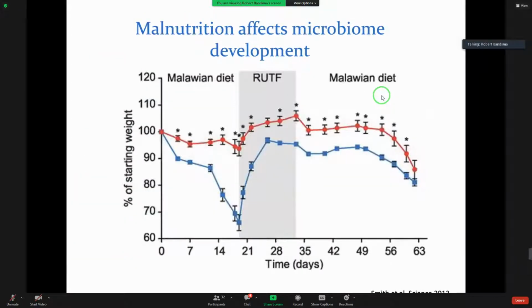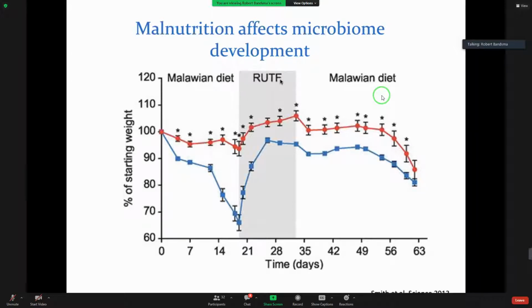So this is the data of the mice. They put these mice on a Malawian diet, so a diet deficient in protein. The blue are the mice that received the stool from the children with kwashiorkor, so really the edematous malnutrition, and the red from the control group. What you can clearly see is that the weight drop was much more significant in the mice that had the stool from the malnourished children, from the kwashiorkor children.